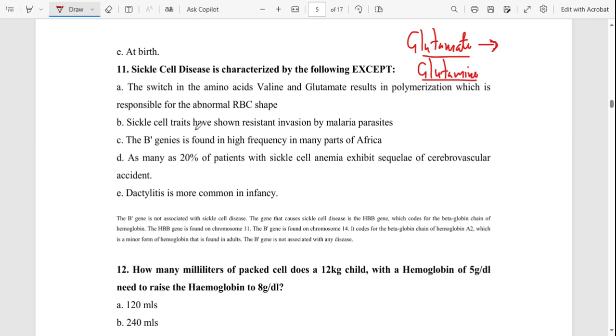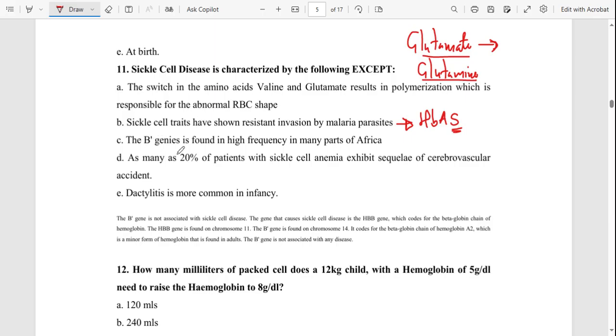Option B is saying sickle cell trait has shown resistance to invasion by the malaria parasite. And this is true. That's why the majority of the people that have got sickle cell are from our region, like the African descent, because this is where we have got malaria, and it's a form of protection. So people that have got the trait are protected from the parasite.